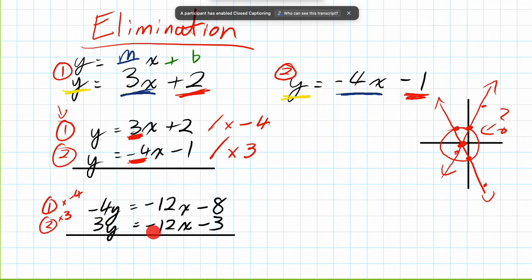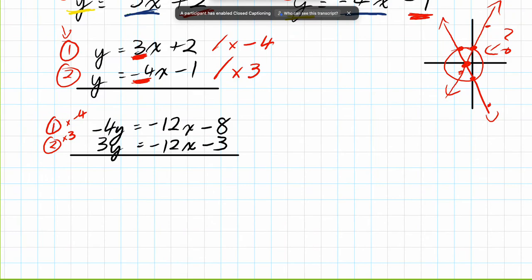So now when we take a look at this, we still have everything stacked on top of each other, but I got a common coefficient here. And that common coefficient is important. What it allows me to do now is if I subtract the two equations, so I'm going to use a subtraction sign, okay?